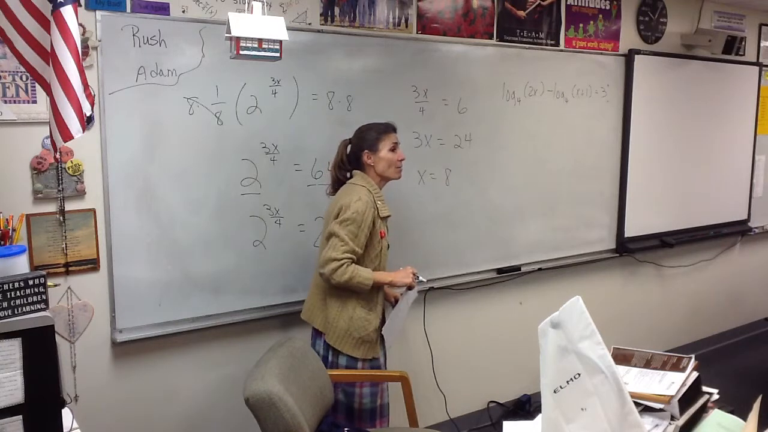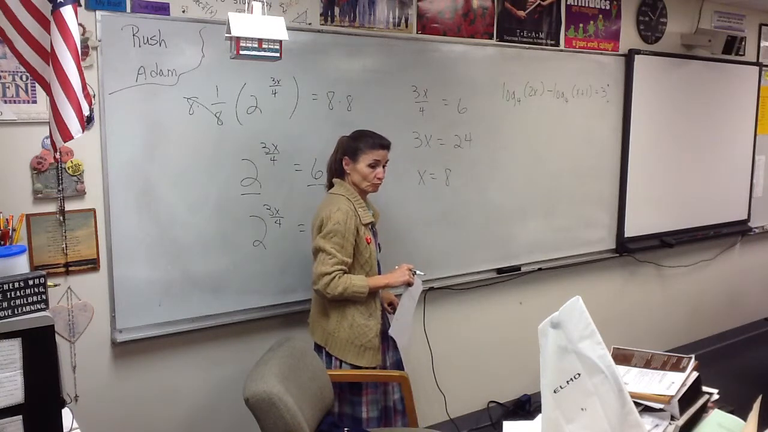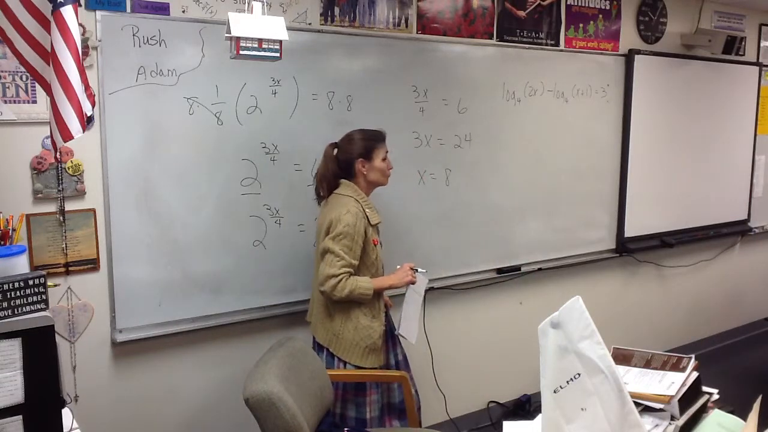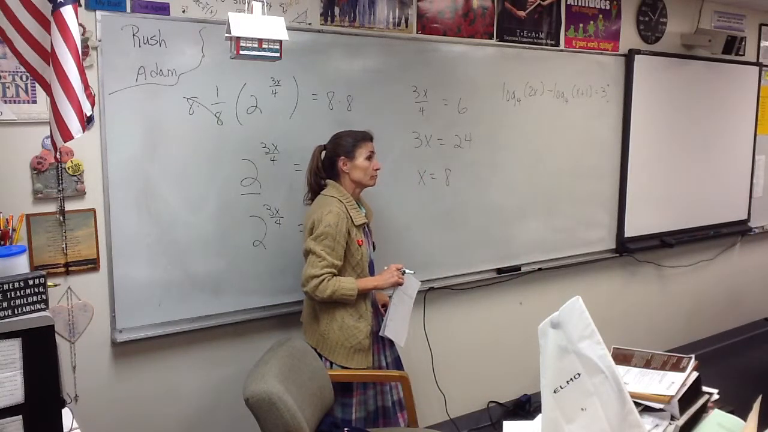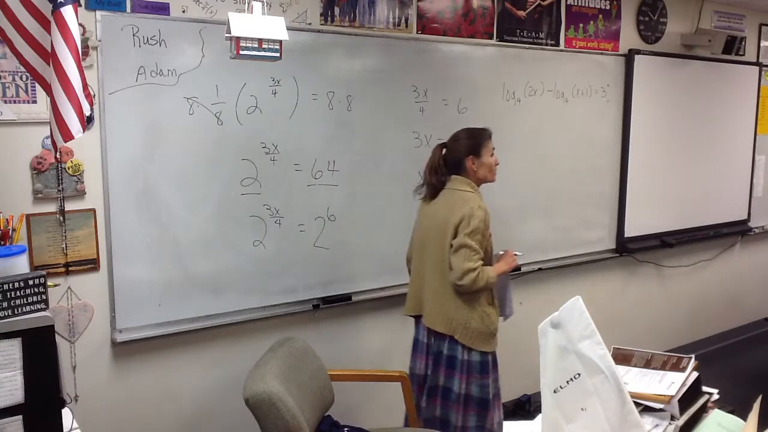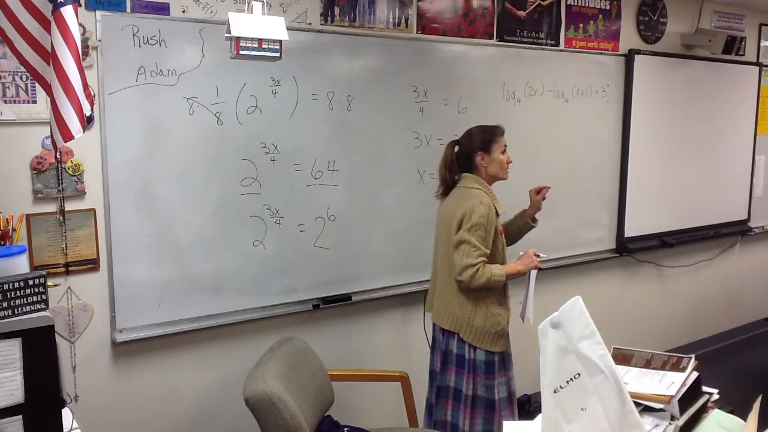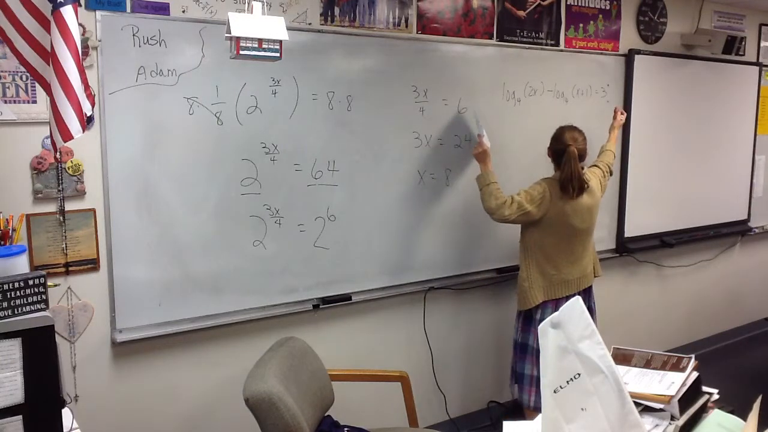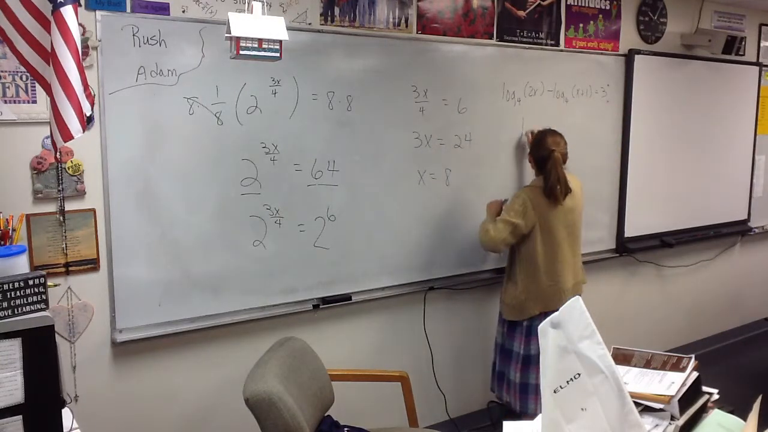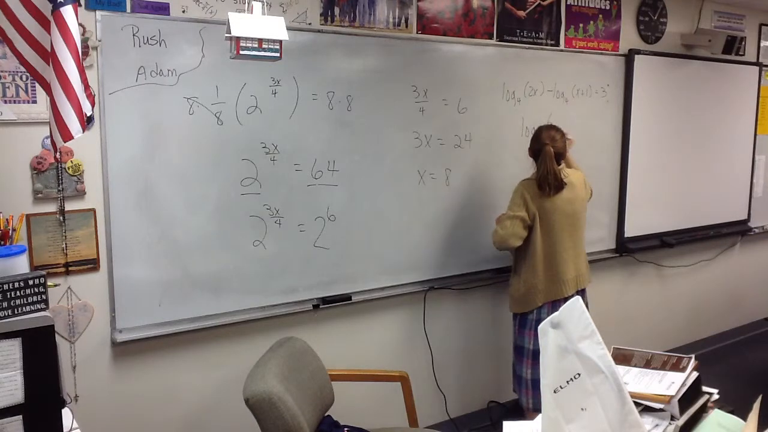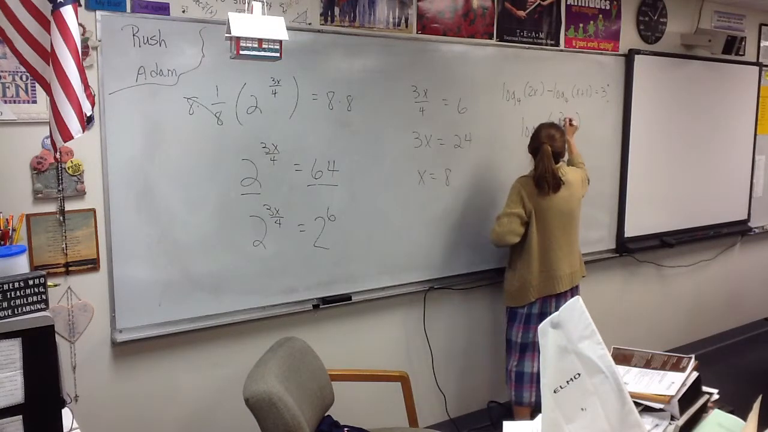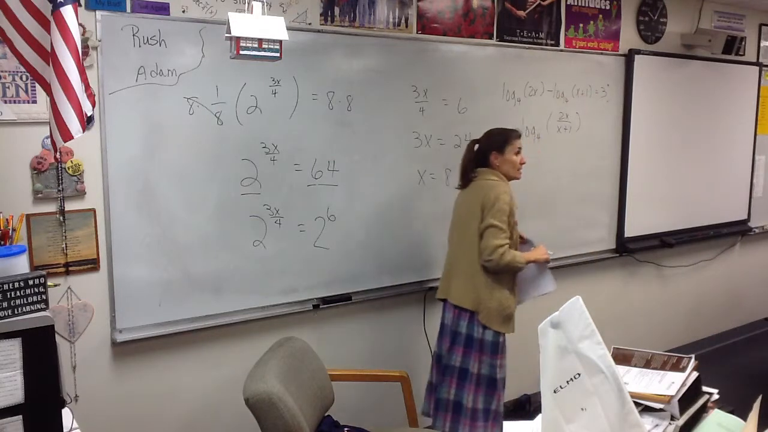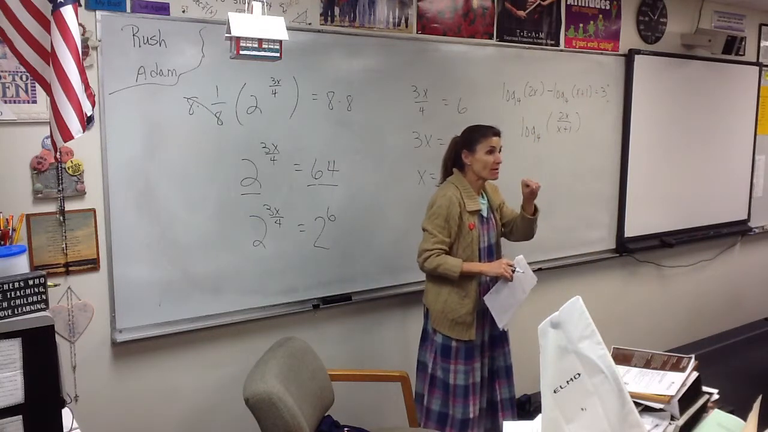Okay, how about this? What do we divide? So these two things, we're going to take these two logarithms and squish them into one. And when we squish them, we're going to divide these two things. Now, does everybody understand why they're being divided?